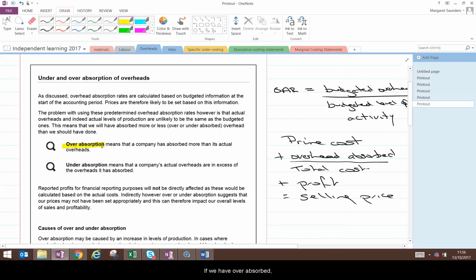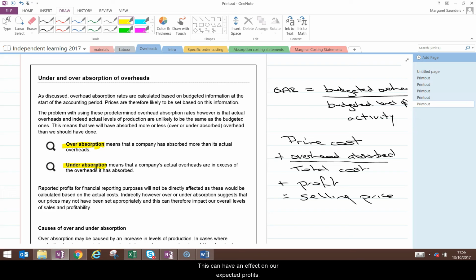If we have over absorbed, that means that we have added a greater amount to cover overheads than we are actually going to pay according to the invoices. If we've under absorbed, it means that the invoices that we've received for our actual overheads are more than the amount we have added or absorbed to cover our overheads.